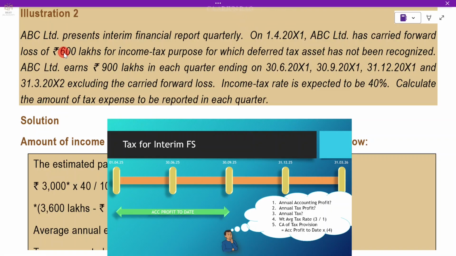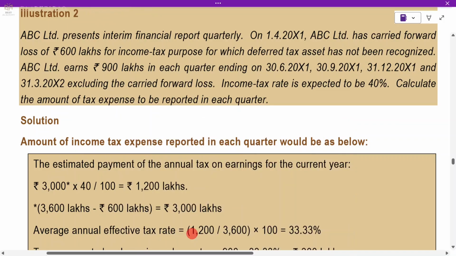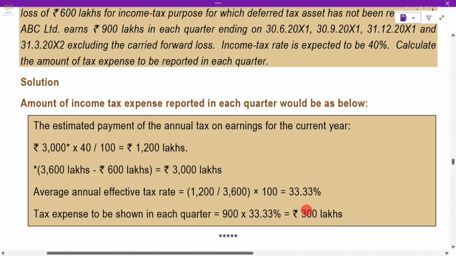estimated annual tax profit. On that, what will be the tax? 3000 into 40%, that is 1200 lakhs will be the estimated annual tax. What will be the weighted average tax rate? This value divided by the annual accounting profit, that is 3600 lakhs. So 1200 by 3600 is what is done. We are getting 33.33%. This we apply to profit for each interim period. So 900 into 33.33, that is 300 lakhs for each quarter.